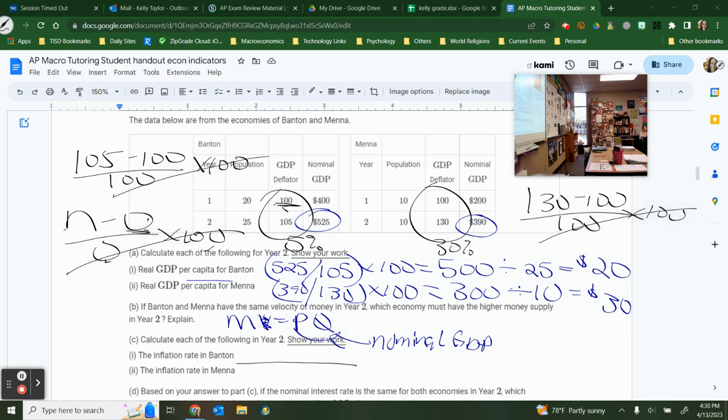Did you say real GDP? Sorry. All right, D. Based off your answer in part C, remember, inflation was 5% here and 30% here. And it's saying, if nominal interest rates are the same for both countries in year 2, which economy is experiencing a higher real interest rate, and explain? Well, this is the Fisher equation again. Look how prominent the Fisher equation is in our practice today. So it's Banton.